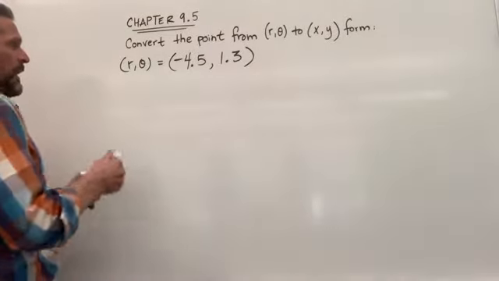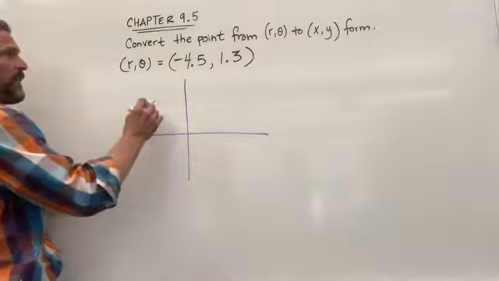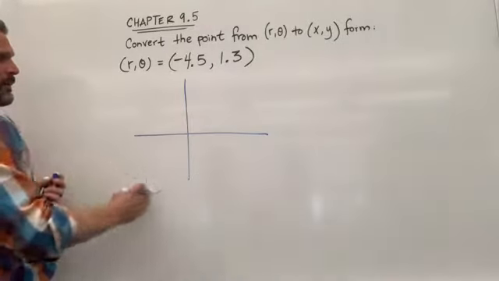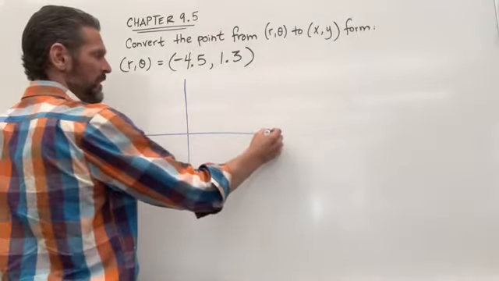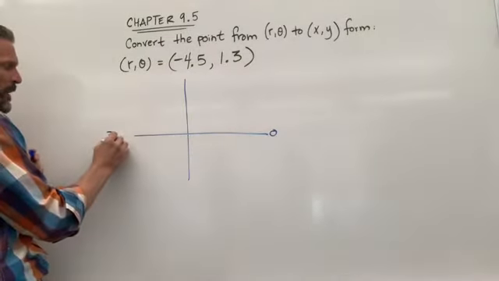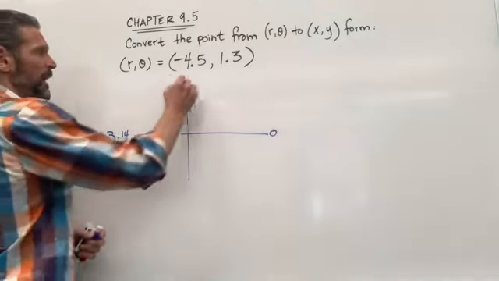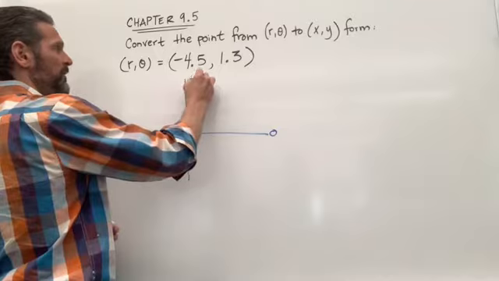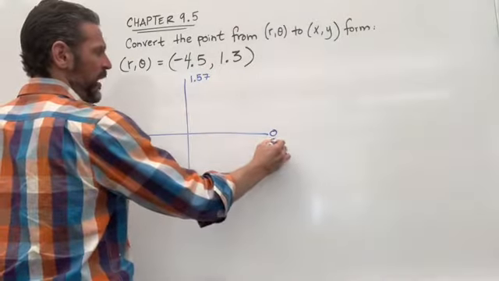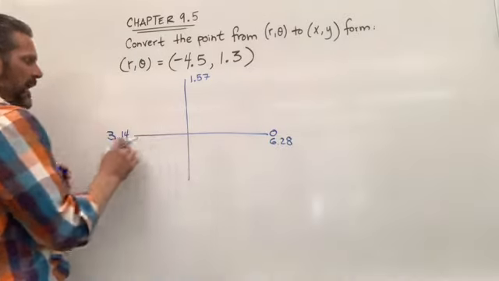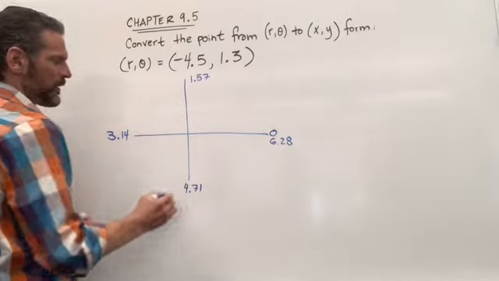So if this is our coordinate plane, I know as I go around with the angles, I have 0 and pi. Remember, pi is 3.14, which means half of pi is going to be 1.57. If I double 3.14, 2 pi is 6.28. And halfway between 3.14 and 6.28, I have 4.71.